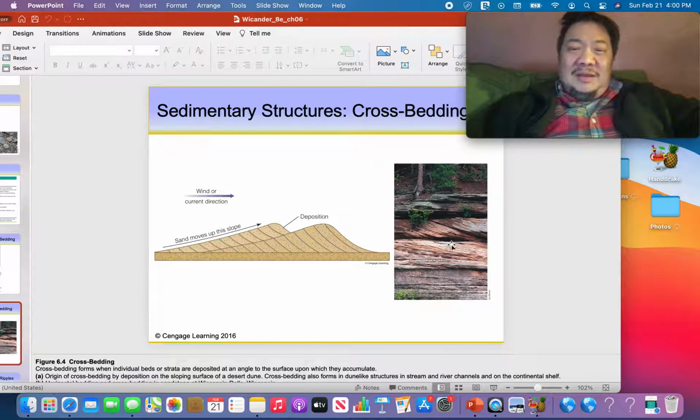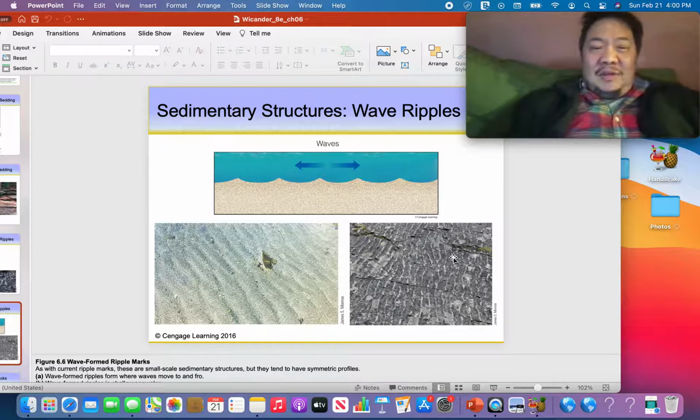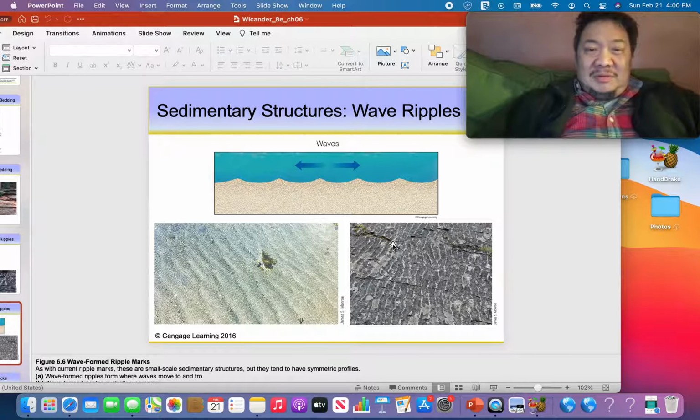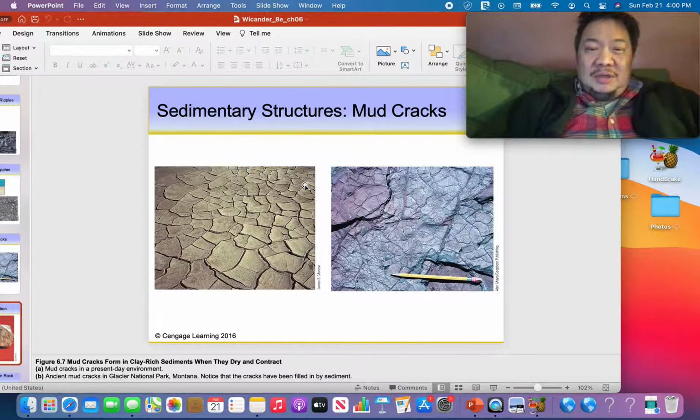Crossbedding formed by the wind. We talked about that. We talked about ripple marks. This shows you symmetrical ripples formed in the shallow ocean. And here's your mud cracks.